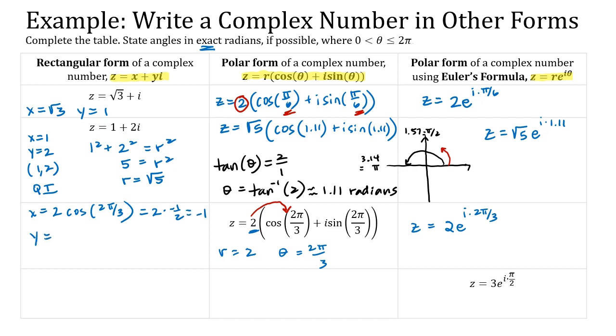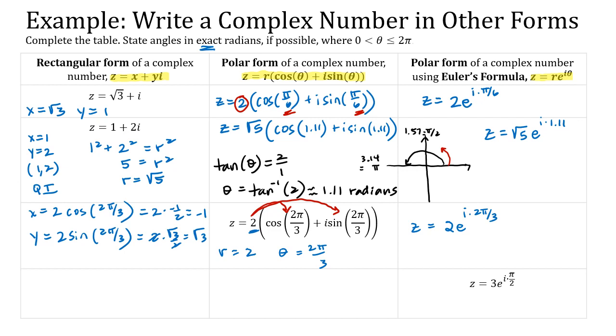My y value comes from taking that 2 and multiplying it by the sine of 2 pi over 3. So 2 times the sine of 2 pi over 3 is 2 times the square root of 3 over 2. I'm going to call that just the square root of 3 because the 2 on the top and the 2 on the bottom cancel out.